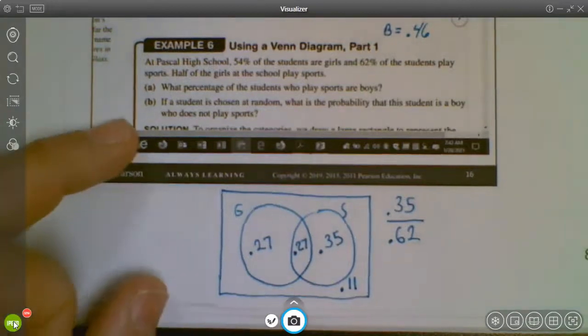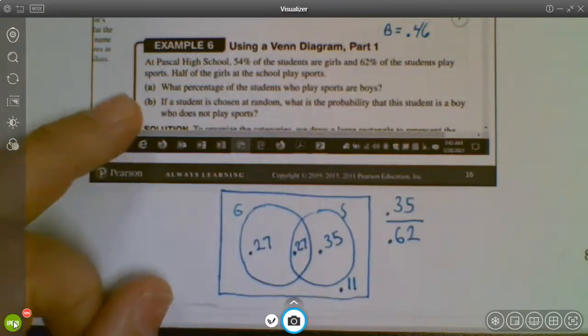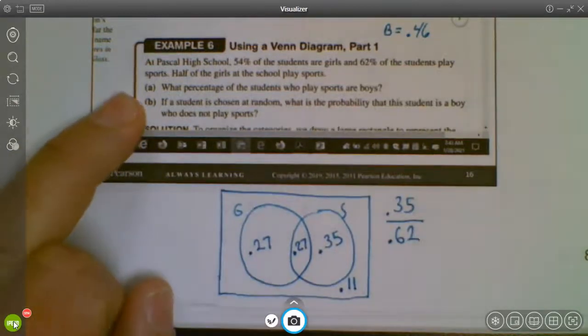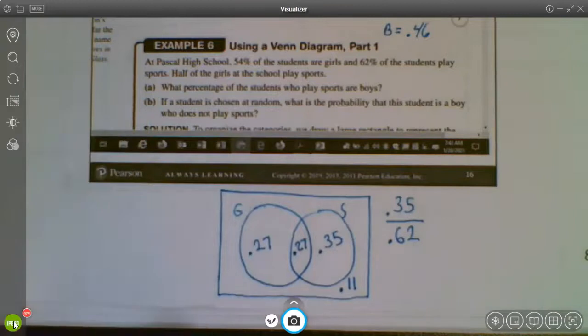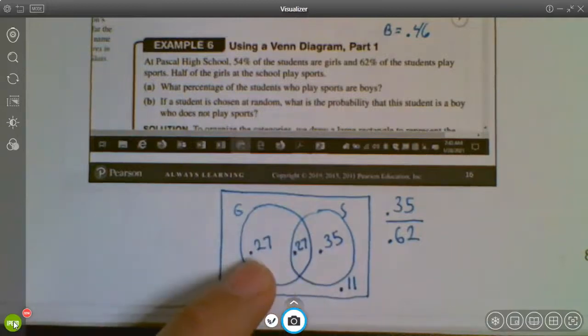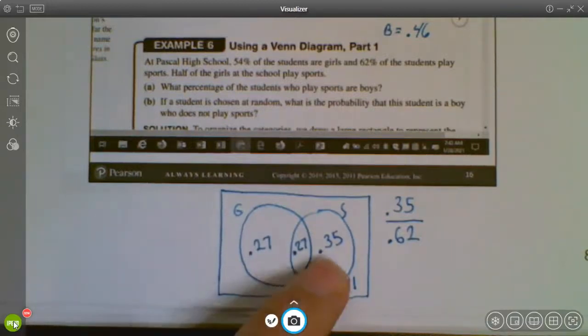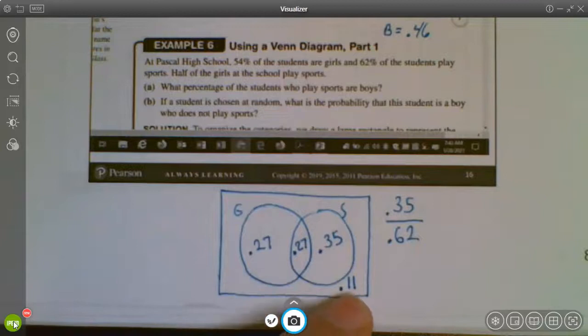A student's chosen at random, probability that's a boy who does not play sports. Well, as we look at the diagram, remember, these would have to be the boys who do not play sports. So it would just be 11%, right? Because everything else has been accounted for within those sections. So if it was a girl or played sports, it would have to be in these categories up here, right? So we already took out the girls and we're taking out the sports. So what's left would be boys who don't play sports. So that would just be 11%.